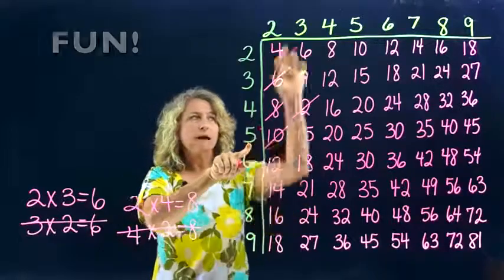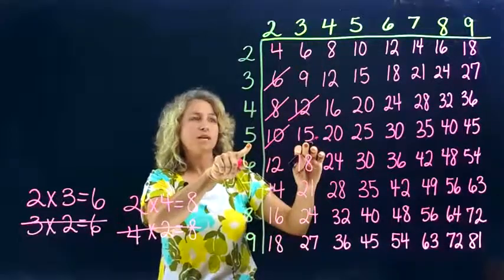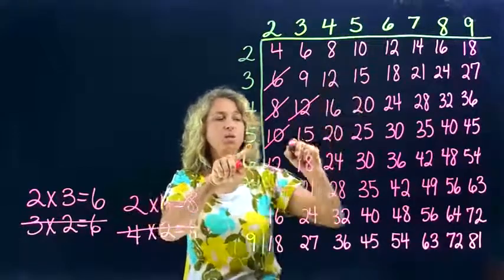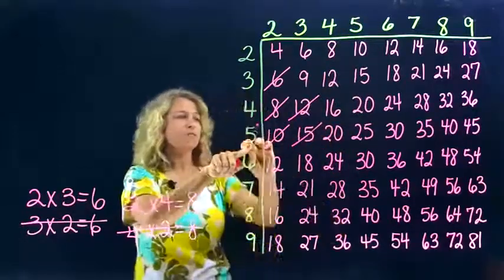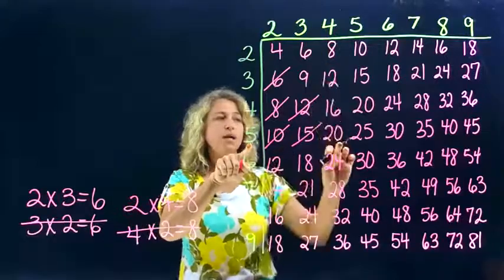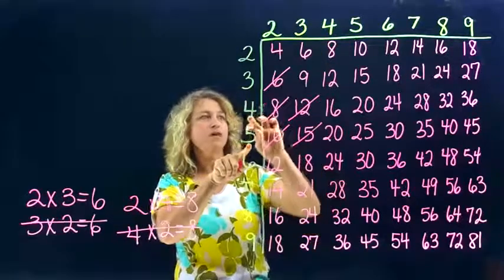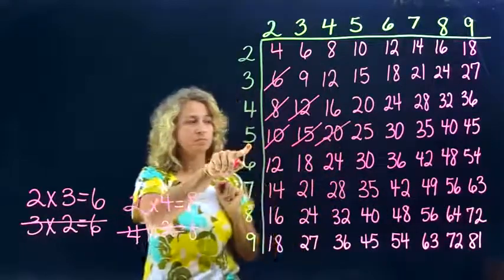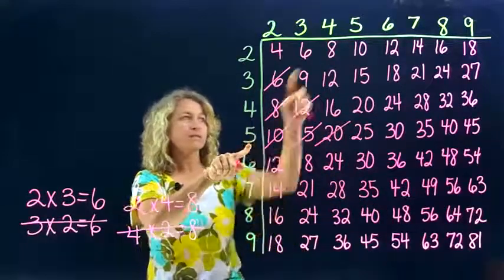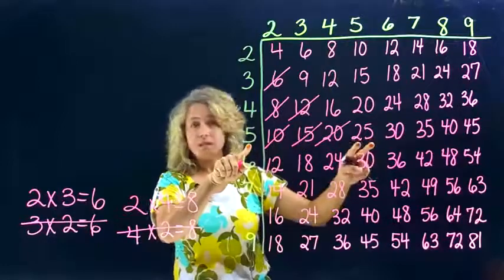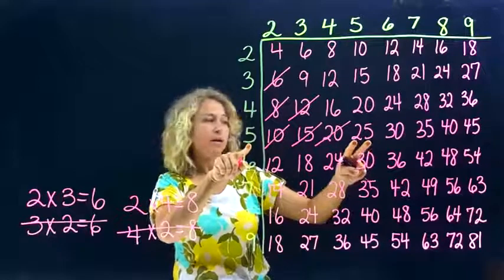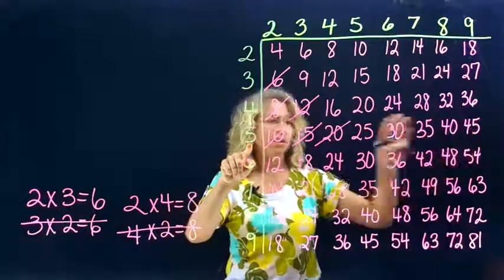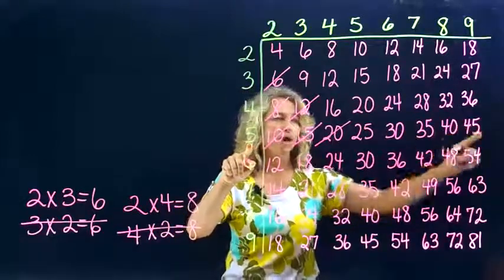Let's keep going. 5 times 3 is 15. There's another one. 3 times 5 is 15. Cross it out. 5 times 4 is 20. That's another one. 4 times 5 is 20. Cross it out. Now, 5 times 5, 25. That's a new fact. We can't cross that one out yet. So we're going to leave these because these are all new facts.